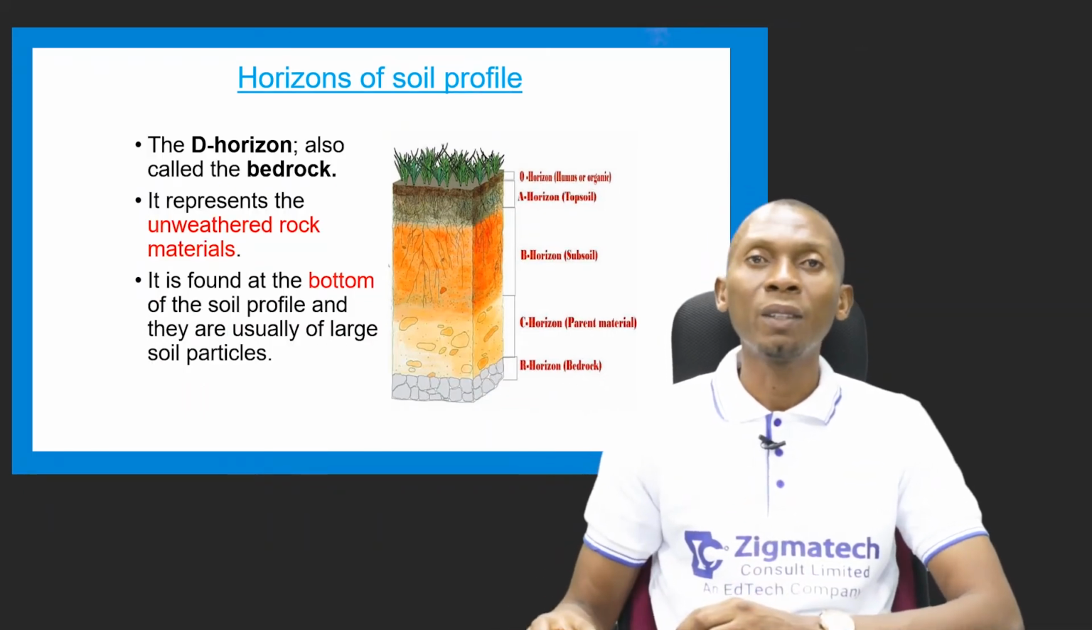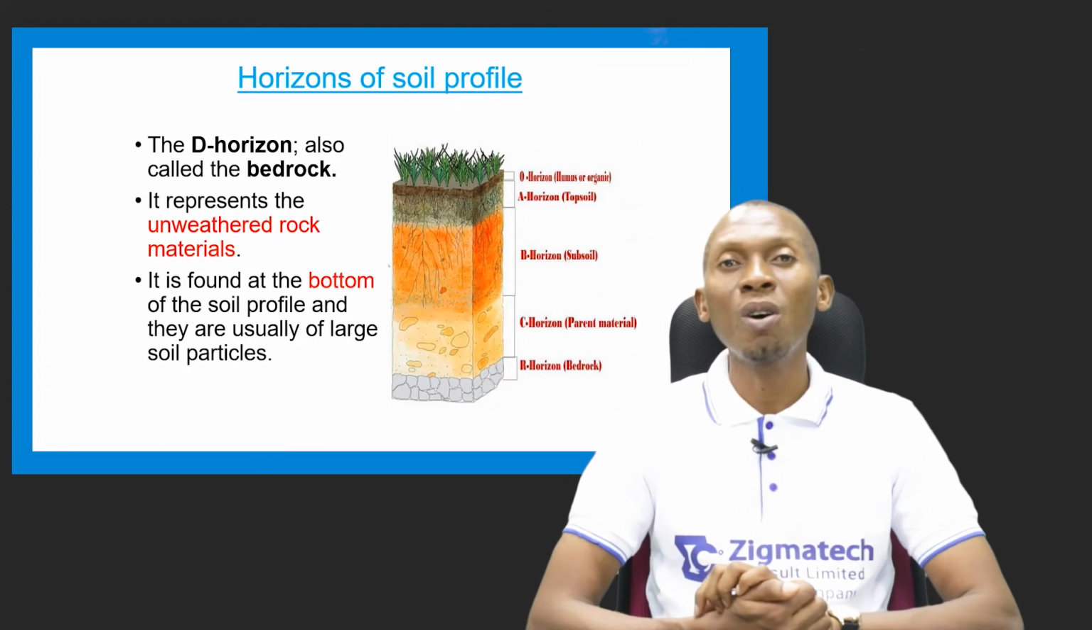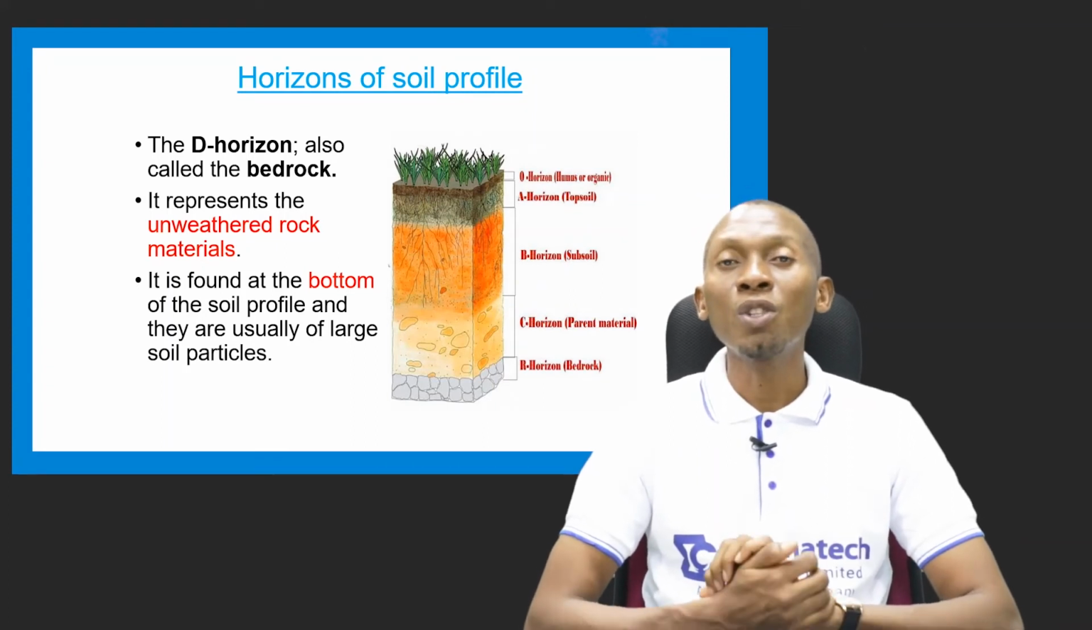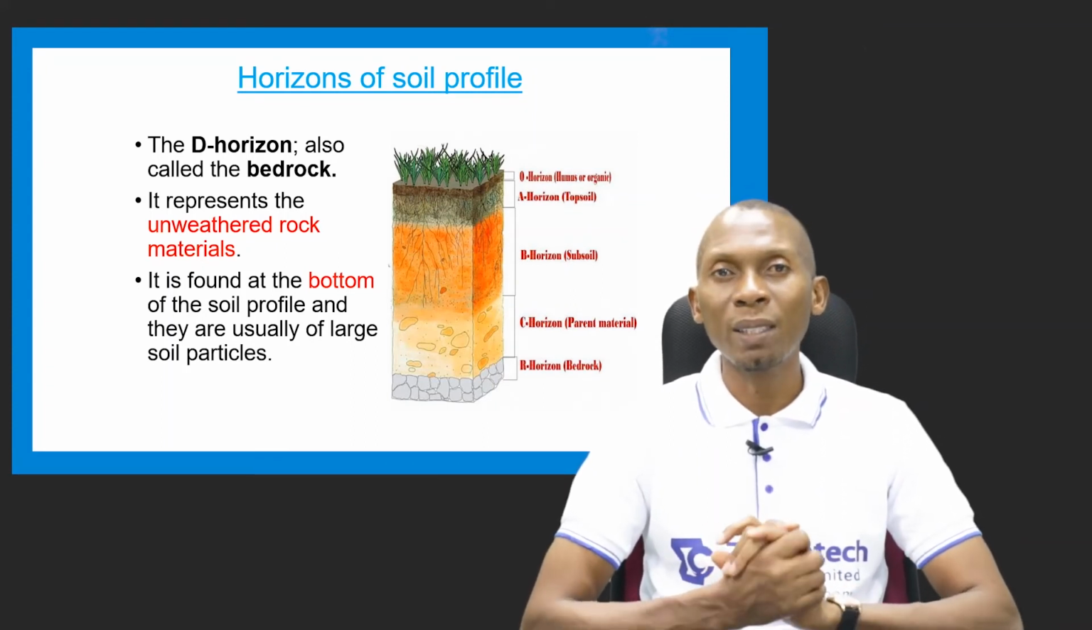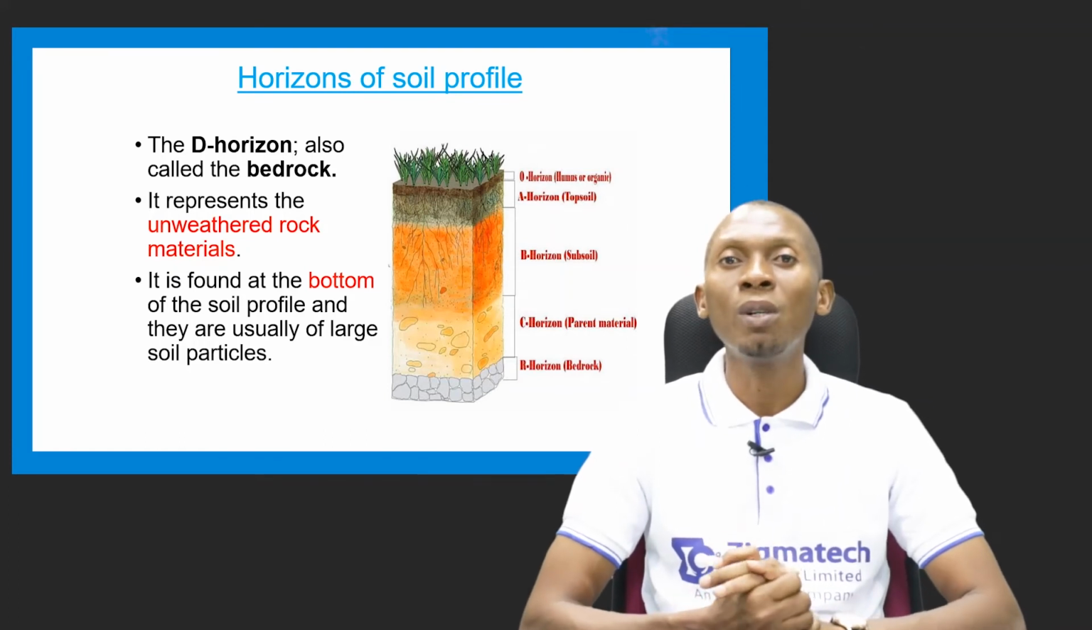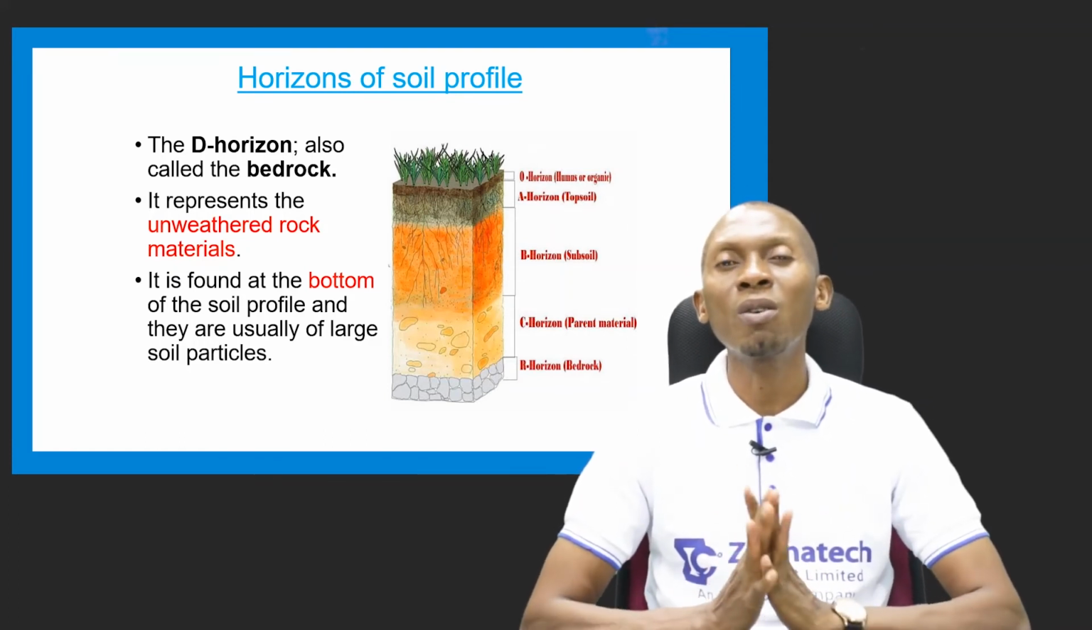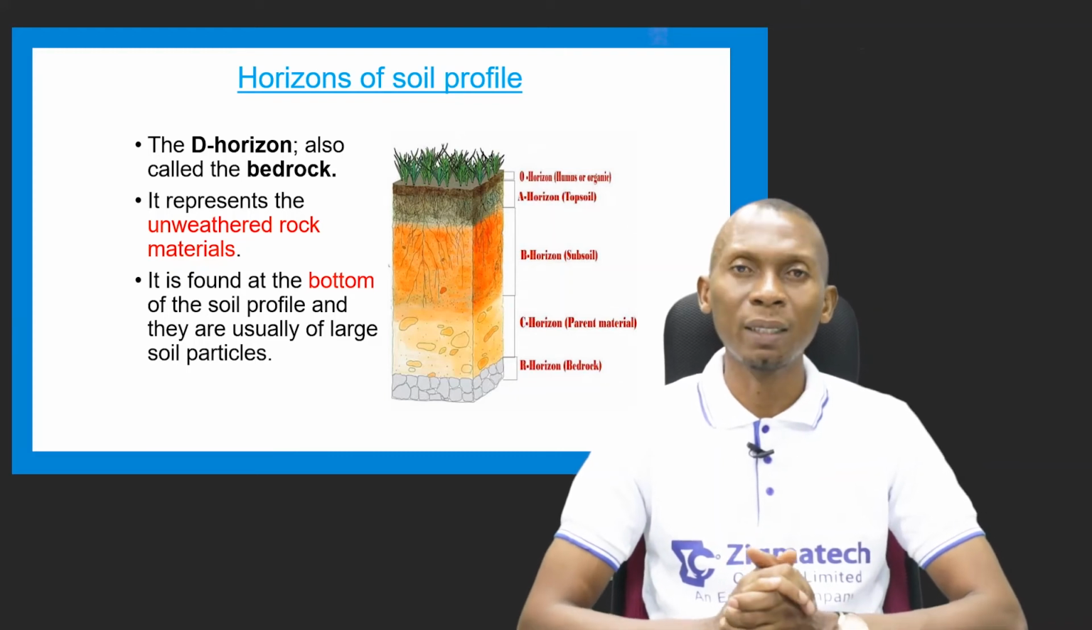We have the D horizon, which is called the bedrock. It also represents unweathered rock materials and is found at the bottom of the soil profile, and it usually contains large soil particles.